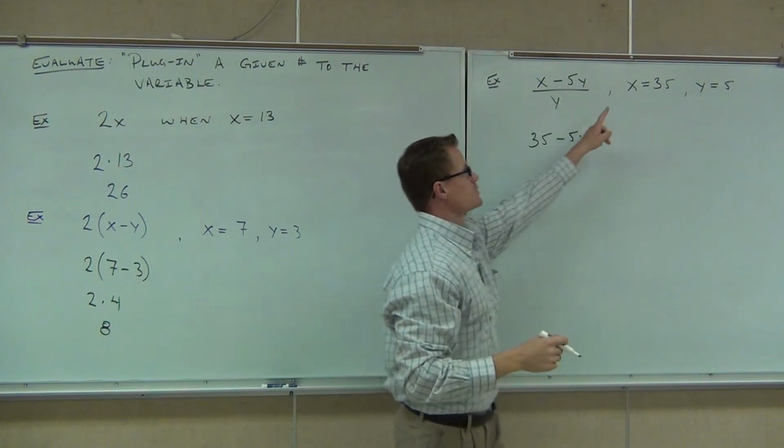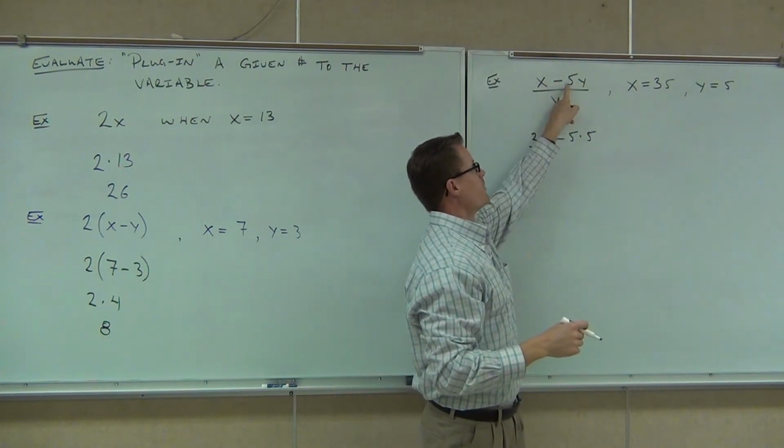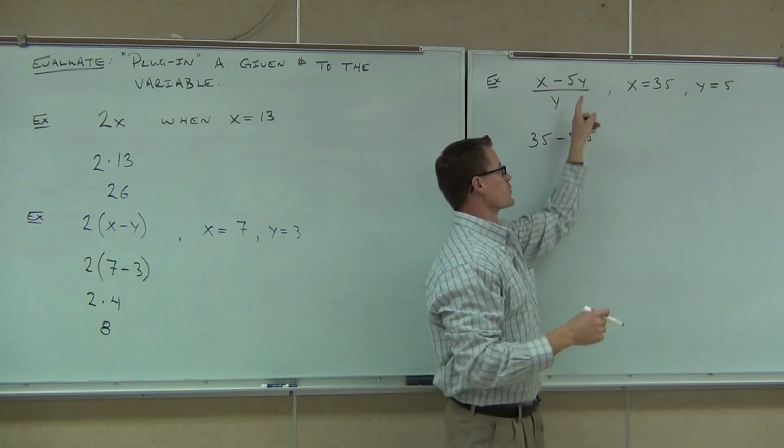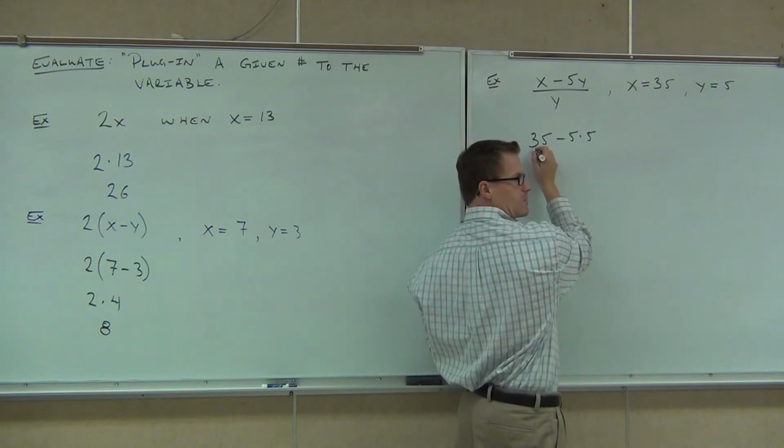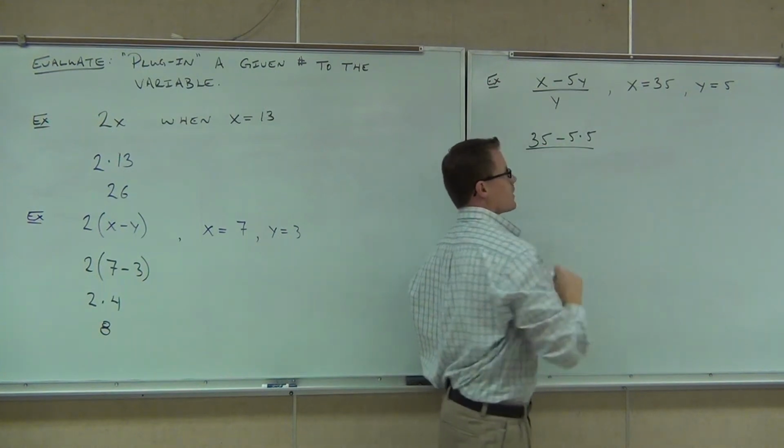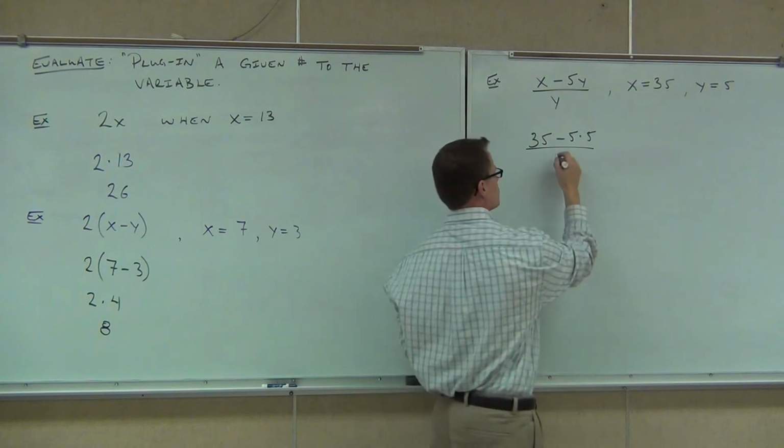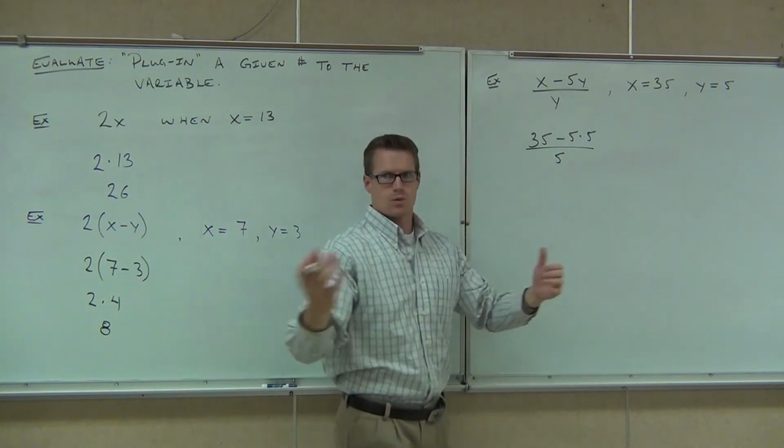So we substitute in the 35 for the x. The minus 5 stayed the same. The 5 for the y. Do we still have a fraction mark? Yes. Now what's going to go on the bottom? Five. Now we have another order of operations problem.